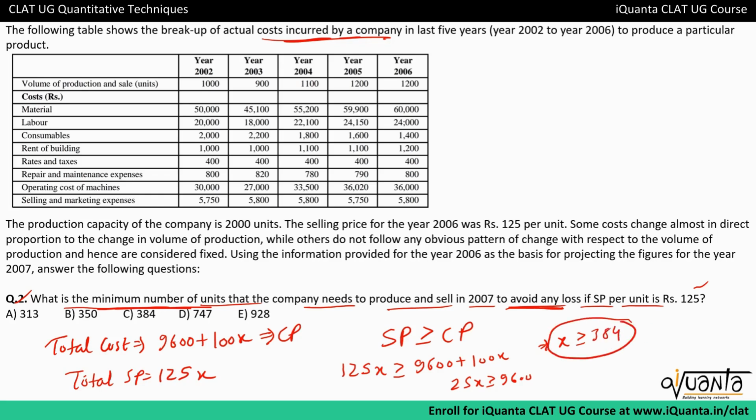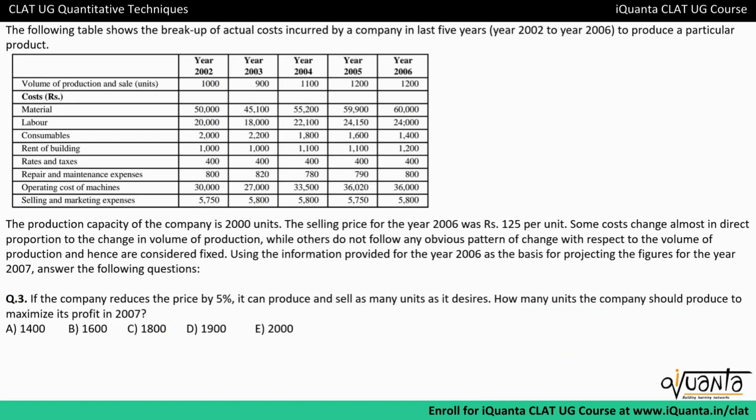So the number of units produced must be 384 or more than that. So what will be the minimum number of units? It will be 384 only. Option C will be the correct answer here. So here we had to use basic profit formula, SP minus CP. Now let us go to the next one.